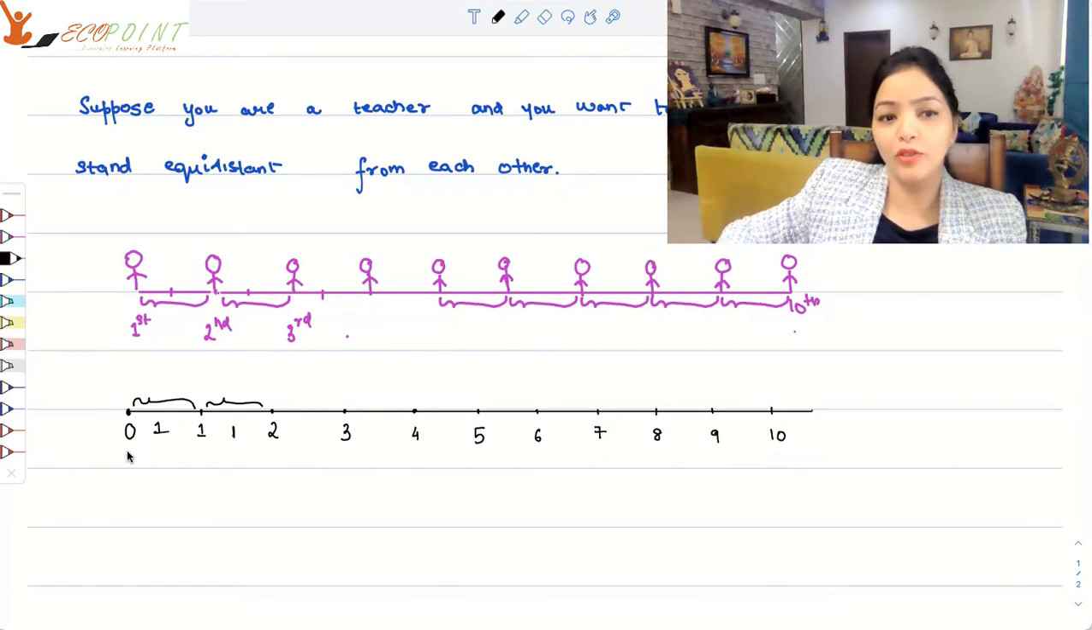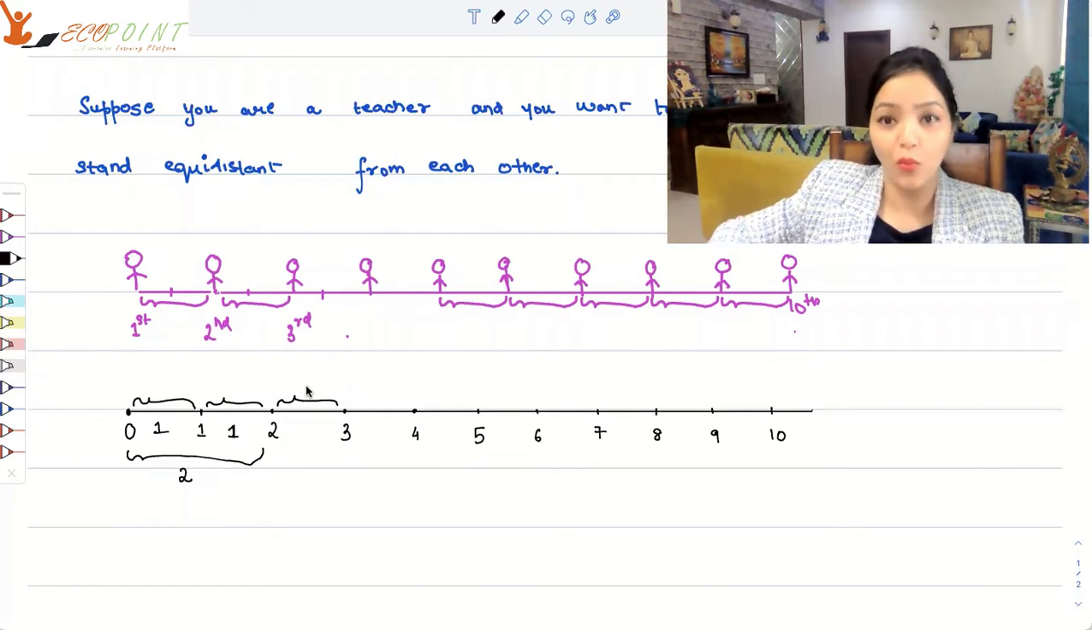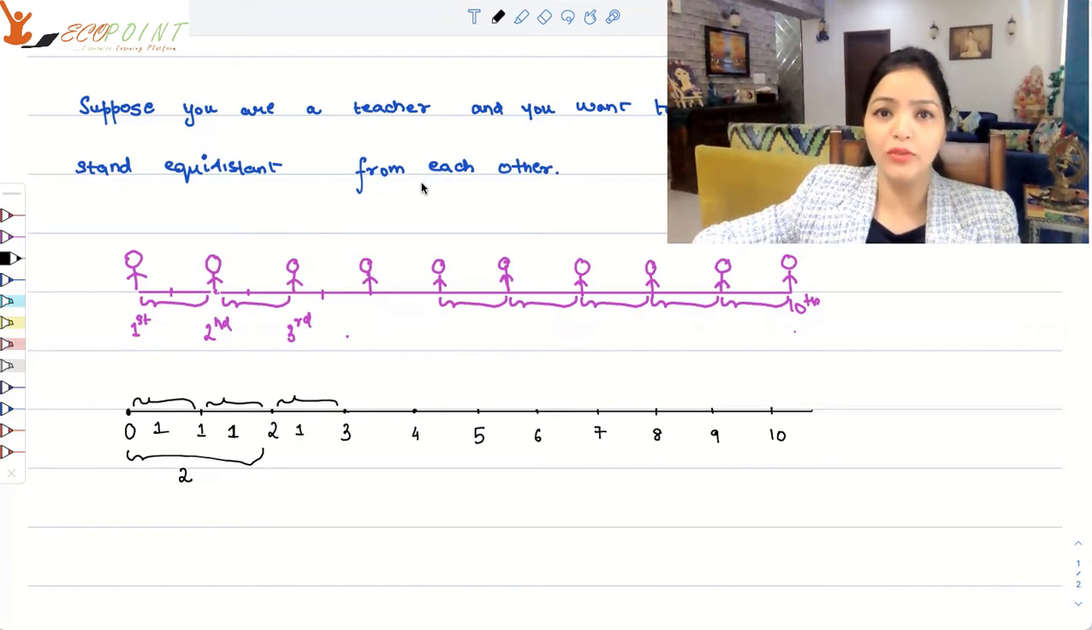If you want to measure the distance between 0 and 2, it is the distance between 0 and 1 plus the distance between 1 and 2, that would give you 2, and so on. So 2 consecutive numbers differ from each other by just 1 unit. That means the distance between each of them is actually 1, 1, 1. So that's how you display the whole numbers on a number line. This is what a number line is.